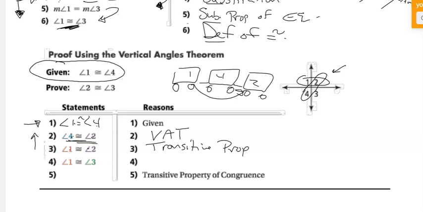What you guys will notice with proofs is sometimes they're standalone things, like this one was just the vertical angles theorem. That was easy. But sometimes it's not easy and you have to look at the steps that happened above to justify what's happening.